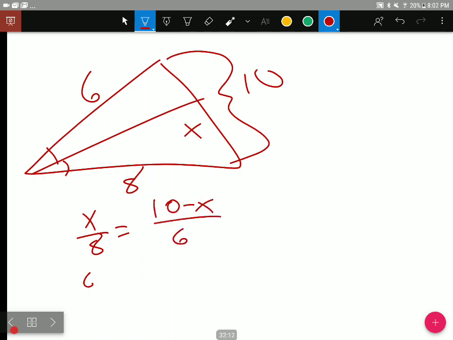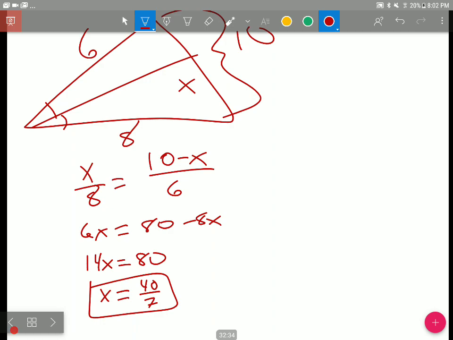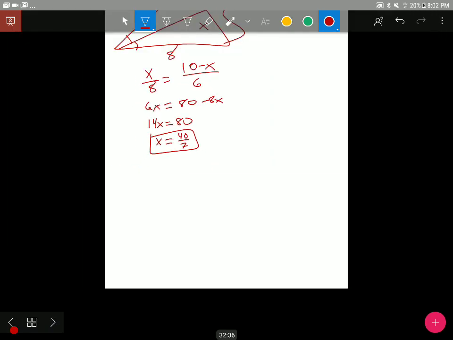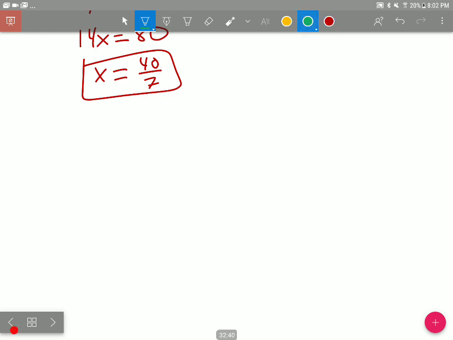So that's 6x equals 80 minus 8x. 8 plus 6 is 14. Yeah, 14x equals 80. 80 divided by 14 is something really ugly. That's a repeating decimal. So let's just cut that in half. Let's do 40 over 7 because that's more specific. Then the other one. Let's do the other one real quick. Again, you can marvel at my drawing abilities.